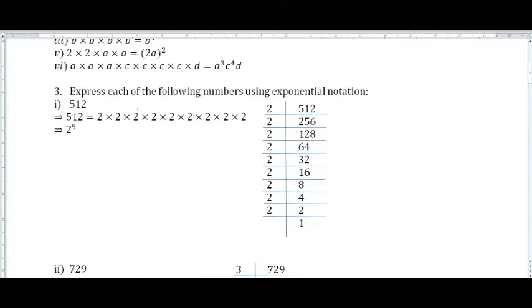We have to learn this number very carefully.